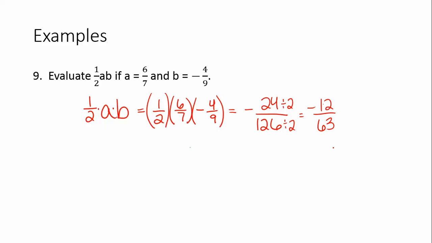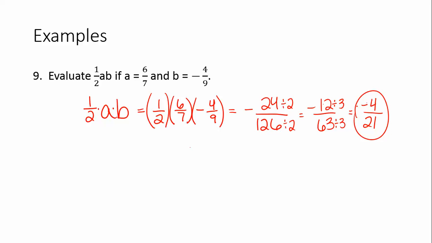You may not know what else goes into them, but 3, you can use a calculator to check. 12 is divisible by 3, and 63 is divisible by 3. So that gives us a -4/21. 63 divided by 3 is 21. This fraction does not reduce, so that would be your final answer.